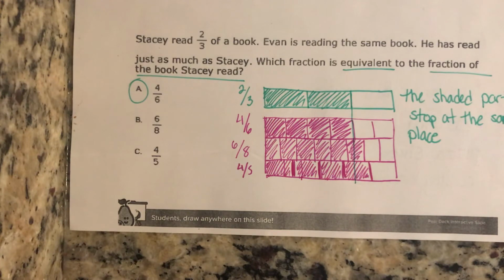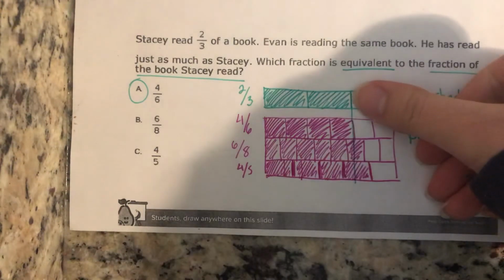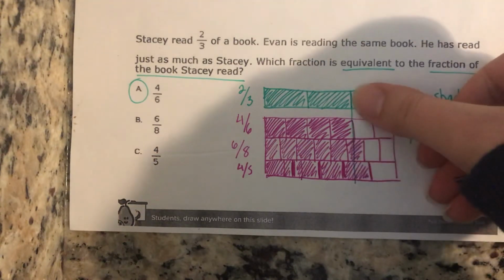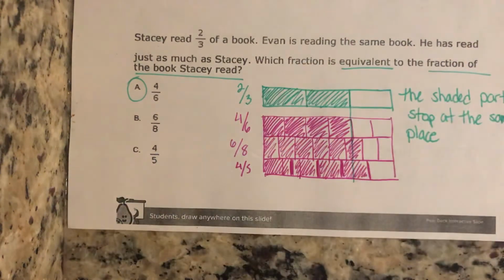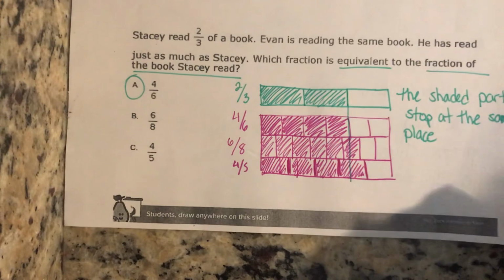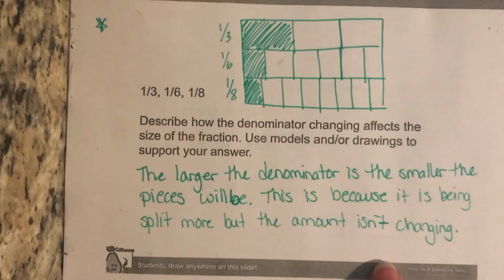After you have done that and shaded, you can clearly tell that the 2/3 and the 4/6, their shaded parts line up at the same place. The 6/8 and 4/5 fractions are larger than 2/3. So the answer is A, 4/6 is equivalent to 2/3.